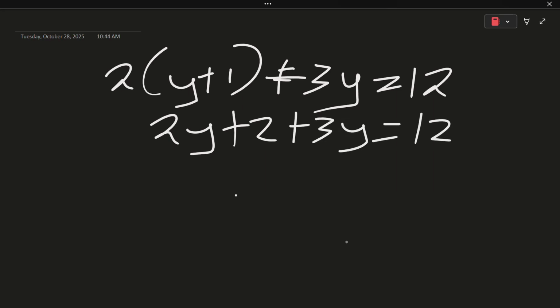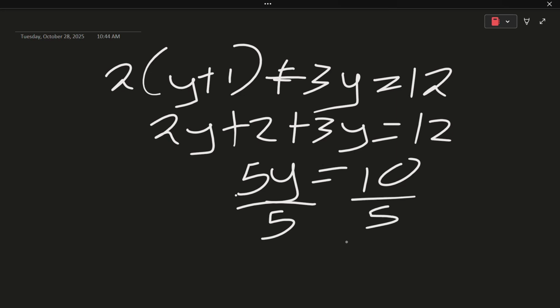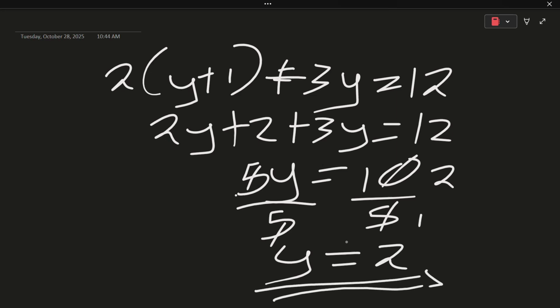Then we add the like terms, 2y plus 3y will give us 5y, and we move 2 to the other side of the equal sign, then it becomes negative, so it becomes 12 minus 2, which is 10, divided by the coefficient of y, meaning to say y will now be equal to 10 divided by 5, that's 2. y is now equal to 2. So that's the value of y on this equation.